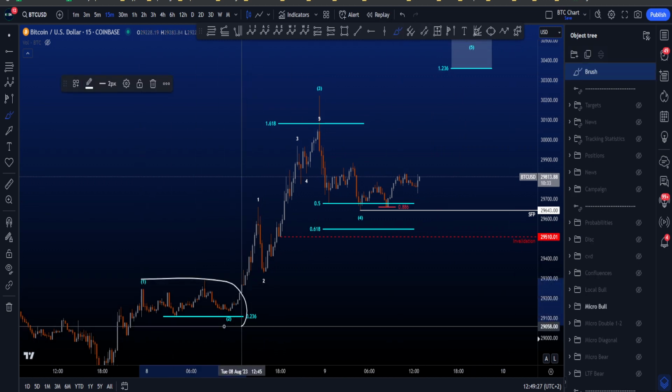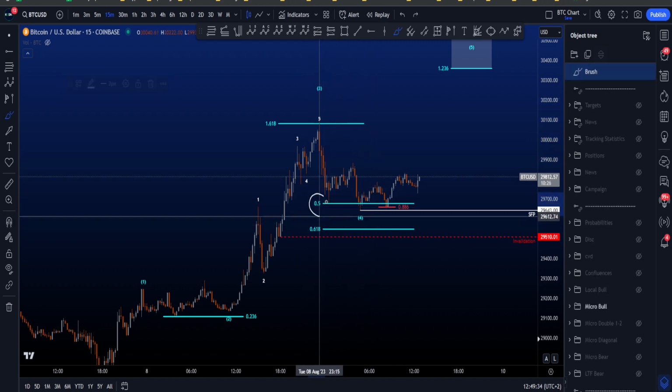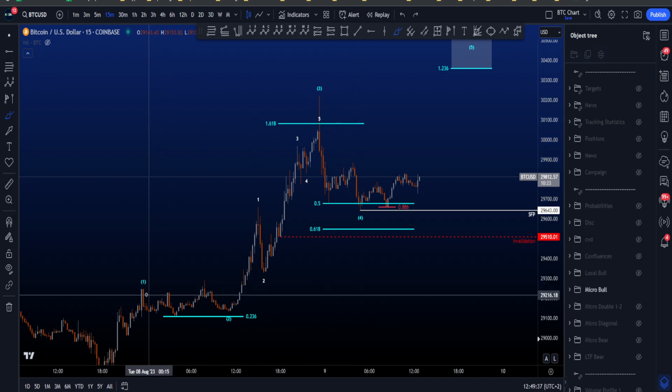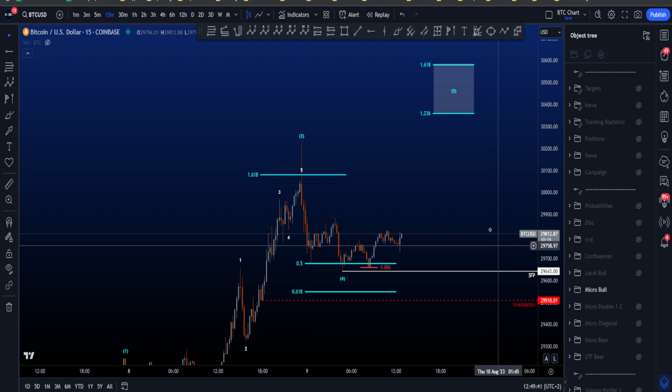That is that if wave 2 is very shallow and long in time, wave 4 tends to be deep and short in time. And this is definitely a deep wave 4. Going to the 0.5, it's also shorter in time than wave 2. So it fits very nicely with the rule of alternation in Elliott waves.